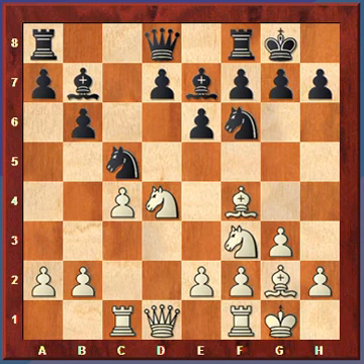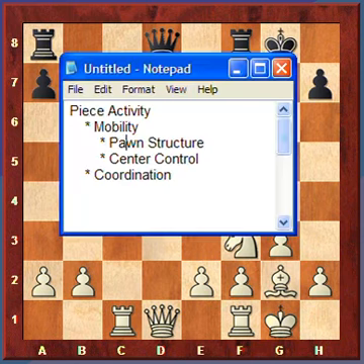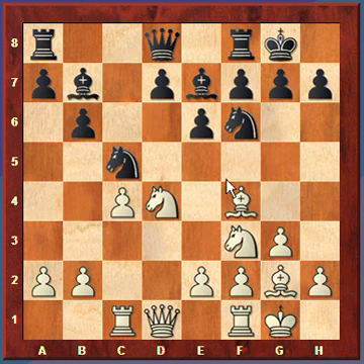Okay, I want to continue my lecture on piece activity, and hopefully I'm doing an okay job explaining it, which I break down into piece mobility. I'm saying the two most important factors for determining the mobility of the pieces are the pawn structure and center control, and then the last element is coordination. So let me try to show you another example of maybe the pawn structure as it relates to piece mobility.